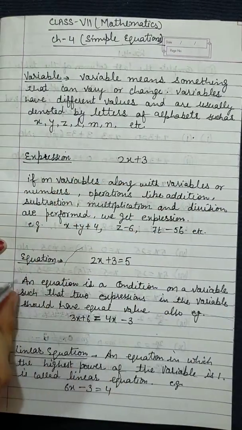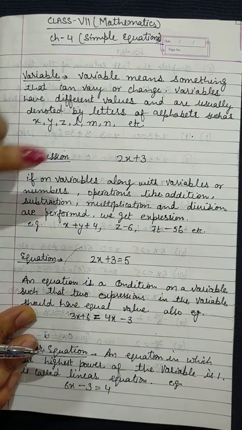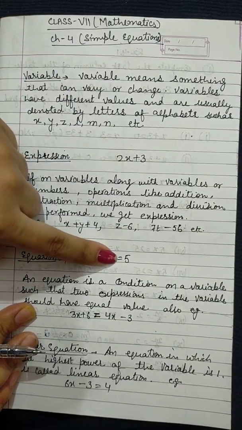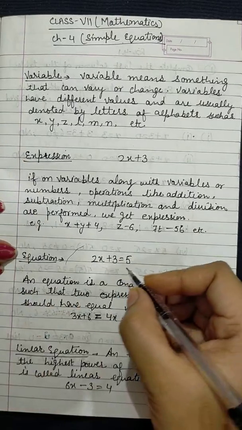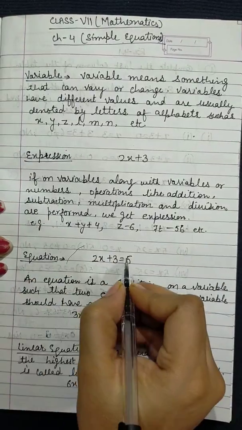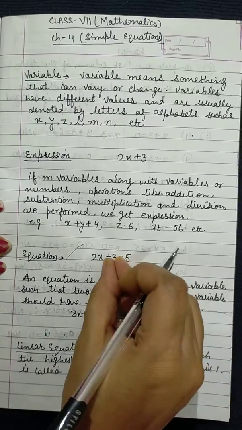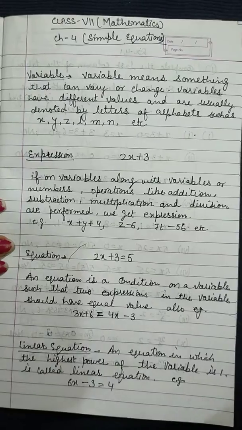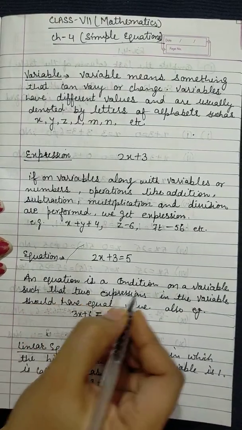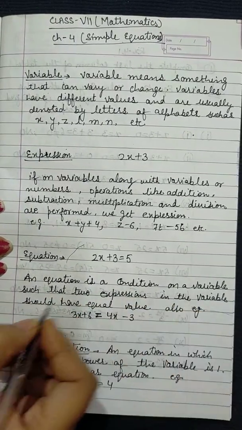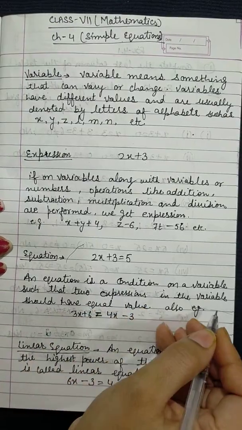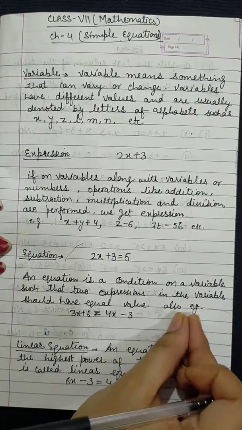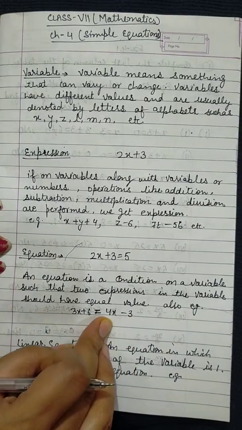Now after that we'll move to the equation. Here it was 2x plus 3, but in an equation we have 2x plus 3 equals 5. Equation means equality. When we use the equality sign, that forms an equation. So an equation is a condition on a variable such that two expressions in the variable should have equal values. Another example is 3x plus 6 equals 4x minus 3.